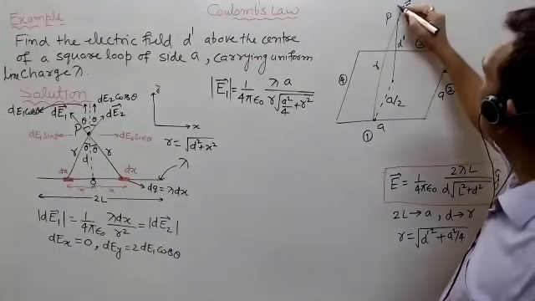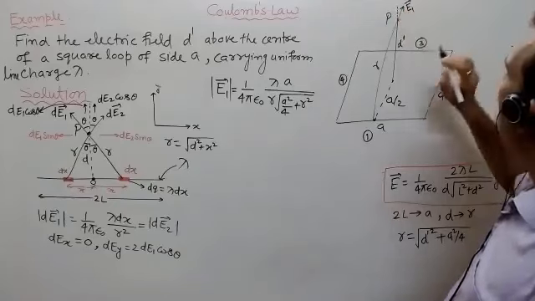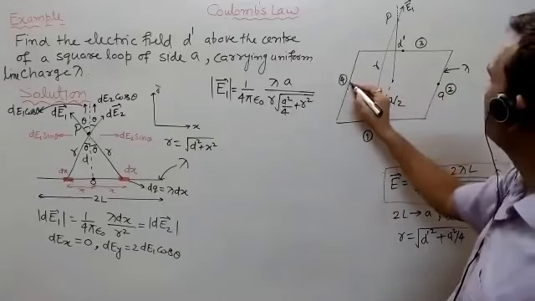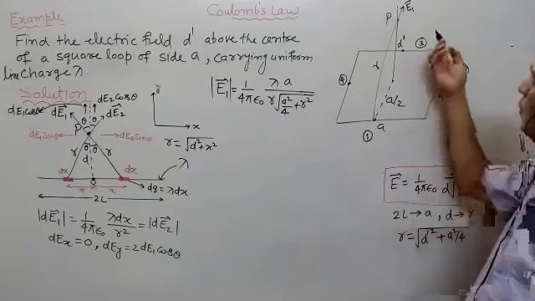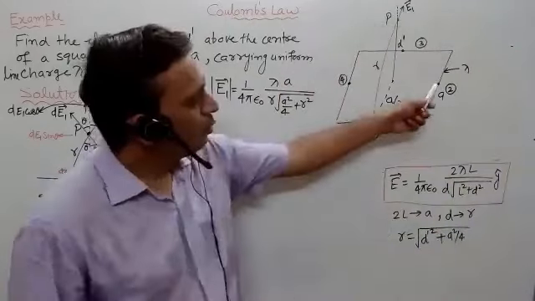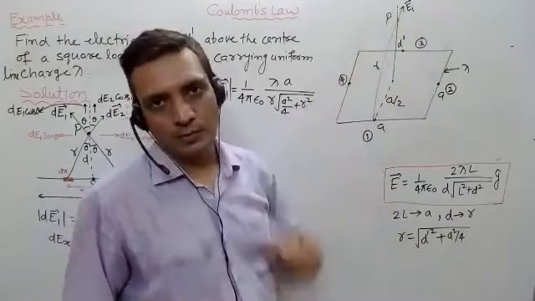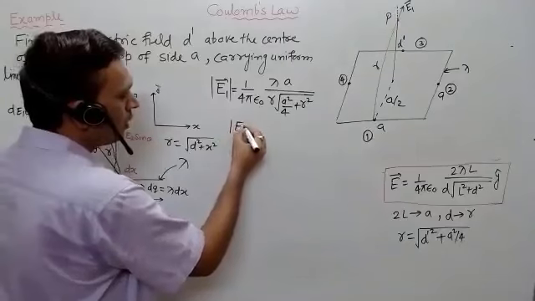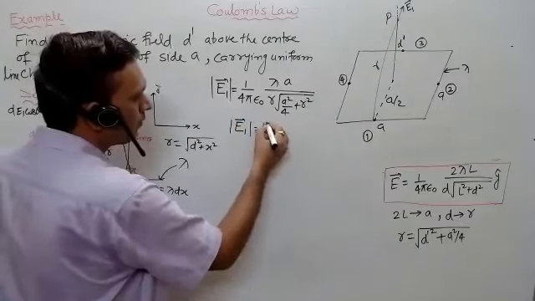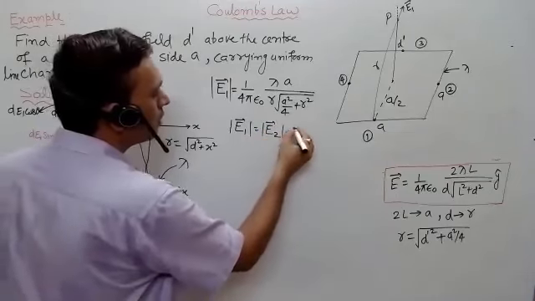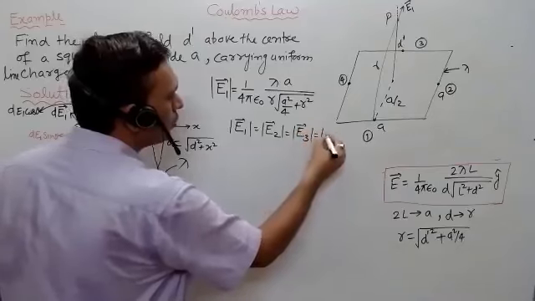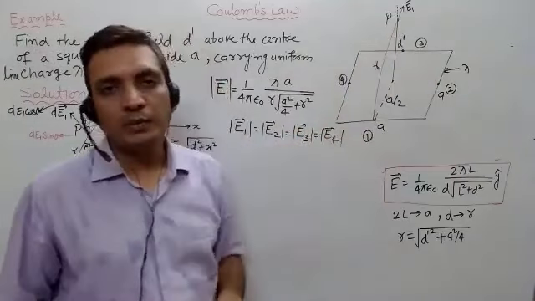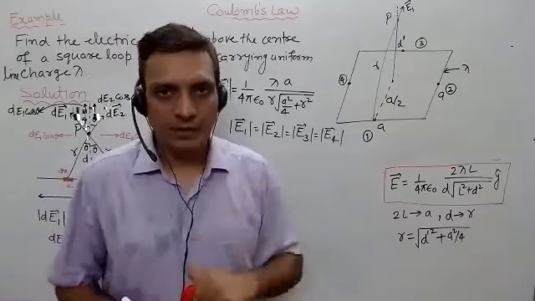Similarly, you have to find the field due to the other segments also. So if you find it due to segment 3, segment 2, and this is segment 4. Due to segment 3 you will get E3, due to segment 2 you will get E2, segment 4 you will get E4. All are small r distance away, so their magnitude will be the same. So mod E1 is equal to mod E2 is equal to mod E3 is equal to mod E4. So due to each segment at this point the magnitude will be the same, but their direction will be different.